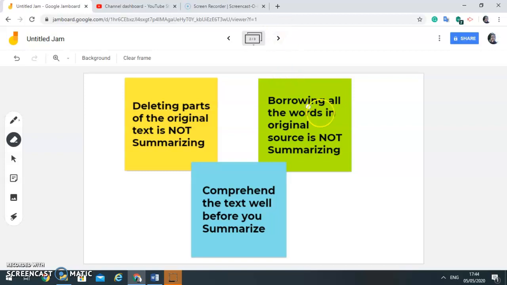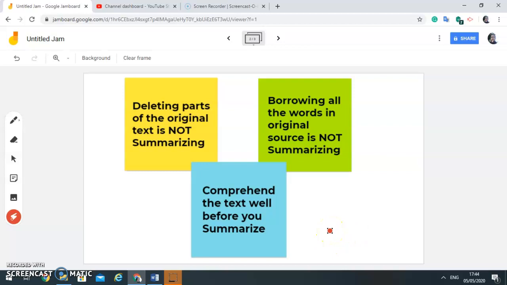First, I would like to remind you of these three things. Deleting parts of the original text is not summarizing. Borrowing all the words in the original source is also not summarizing, because some of you happen to put the same wordings, the same sentences as they are in the source. Yeah, it is not summarizing.